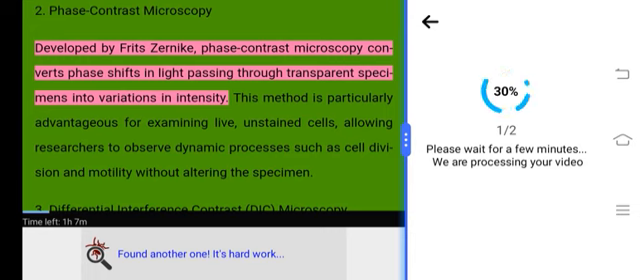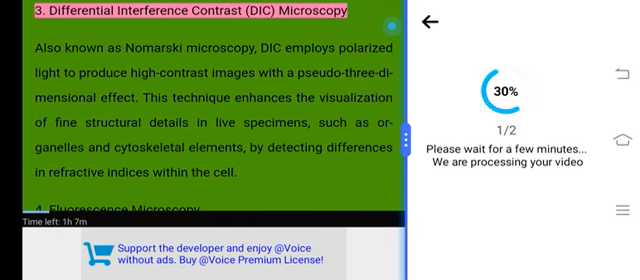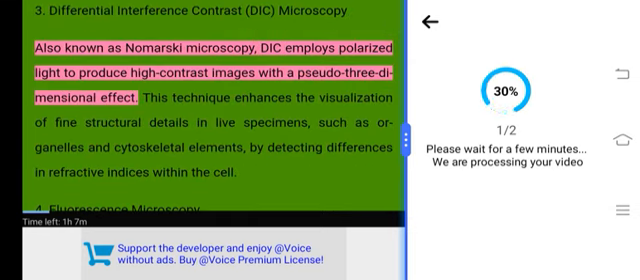Developed by Fritz Zernike, phase contrast microscopy converts phase shifts in light passing through transparent specimens into variations in intensity. This method is particularly advantageous for examining live, unstained cells, allowing researchers to observe dynamic processes such as cell division and motility without altering the specimen. 3. Differential interference contrast, DIC microscopy.